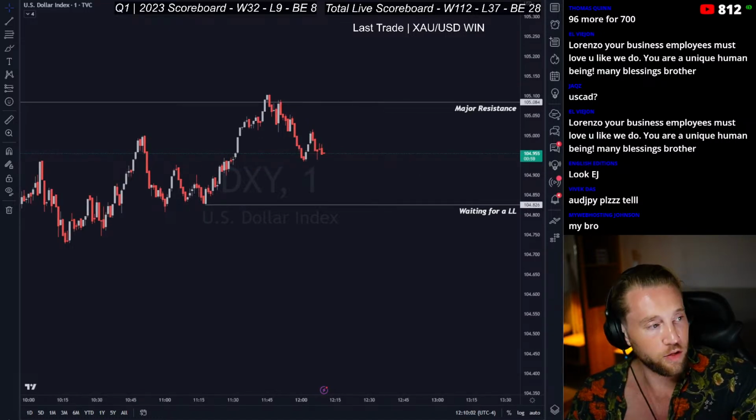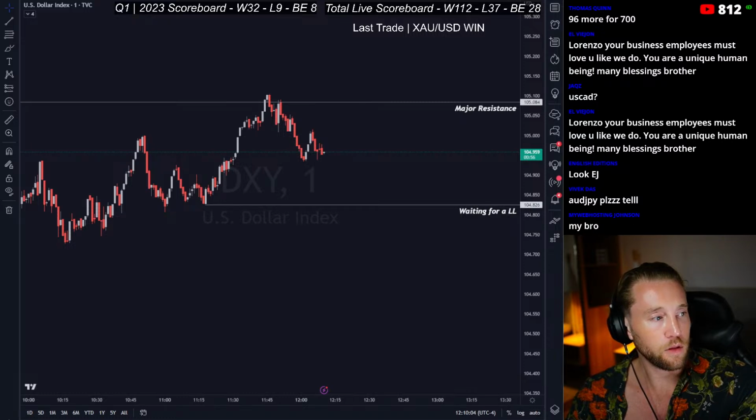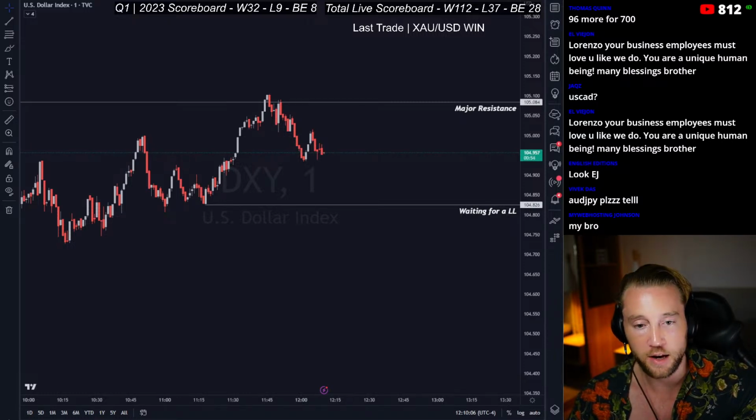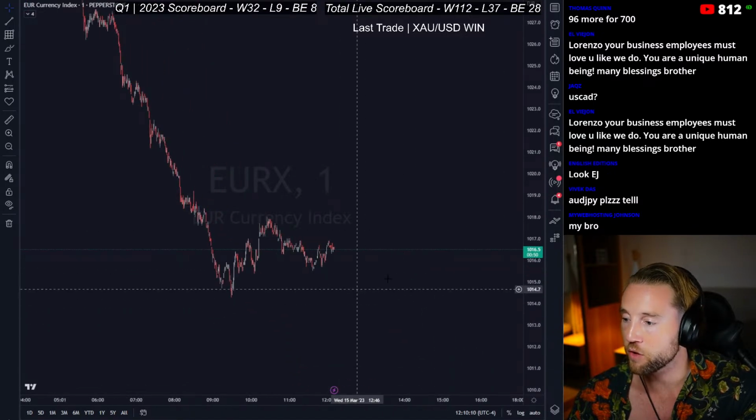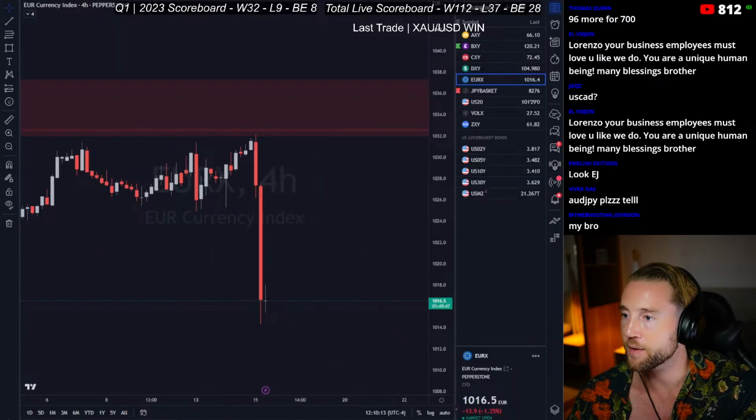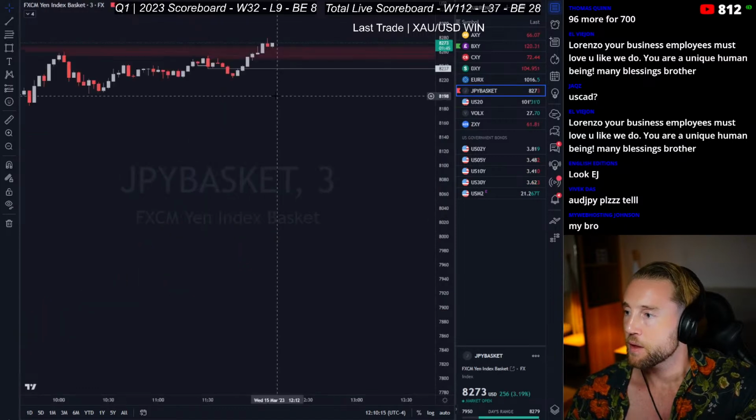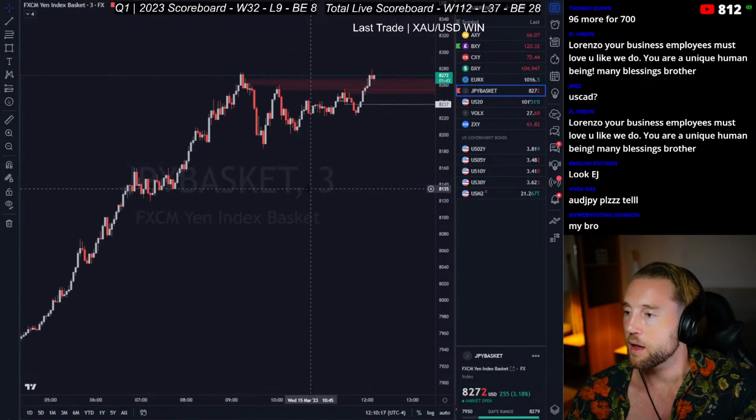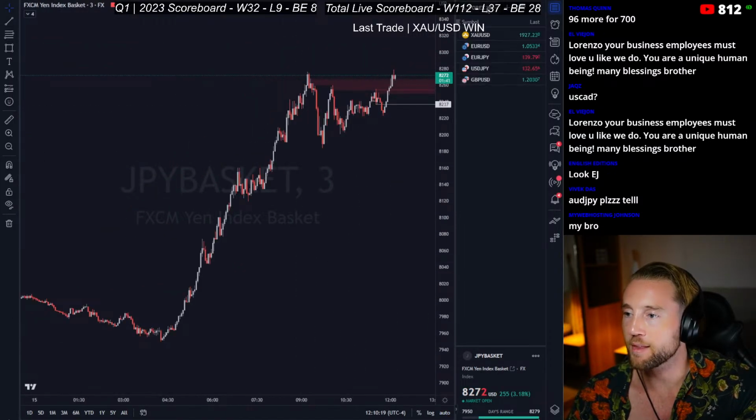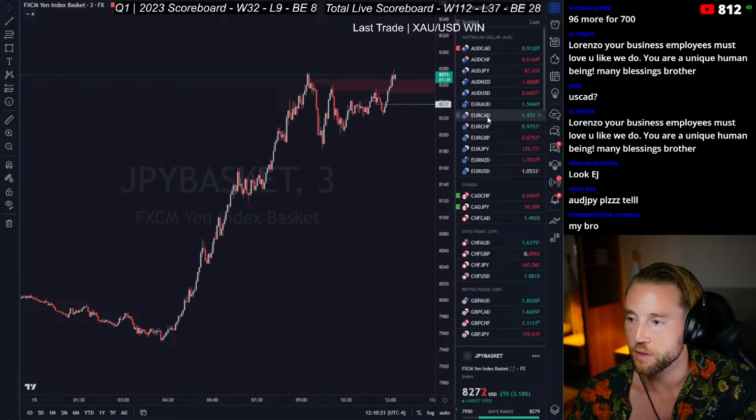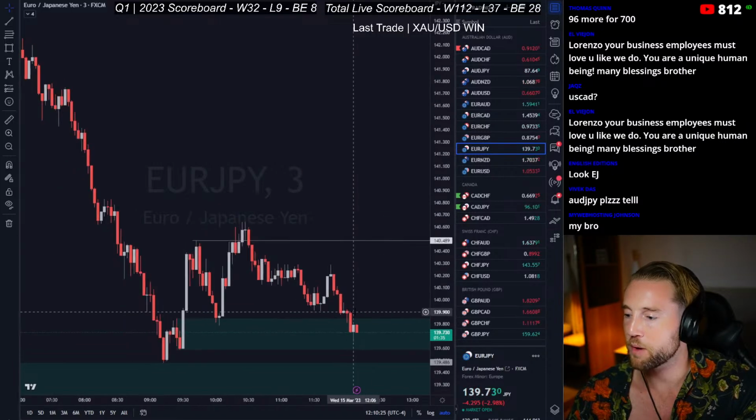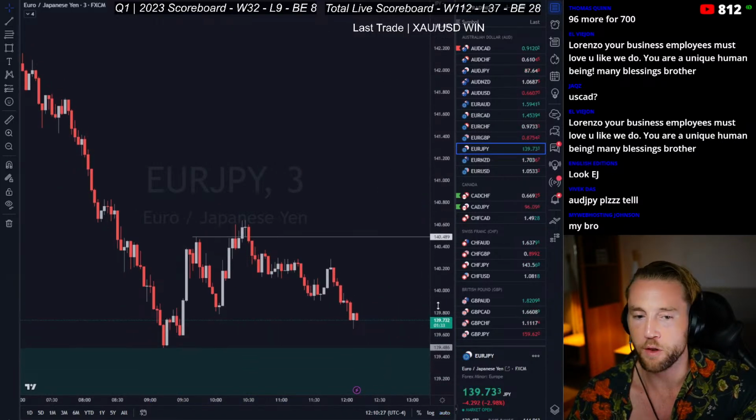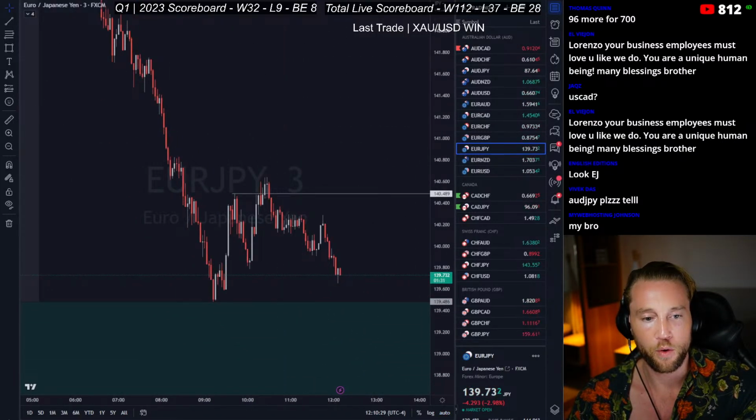Look at Euro Japanese yen. I think we're just stagnating a little bit. That's what I assume right now by looking at this chart. I think that the euro, and look at the yen right here, I actually think that we're stagnating or coming down a little bit. Yeah, we're coming down. We're still ranging, guys. Overall in the market, we're still ranging.